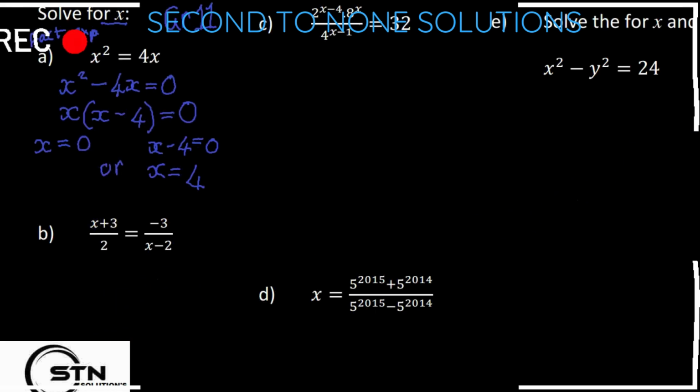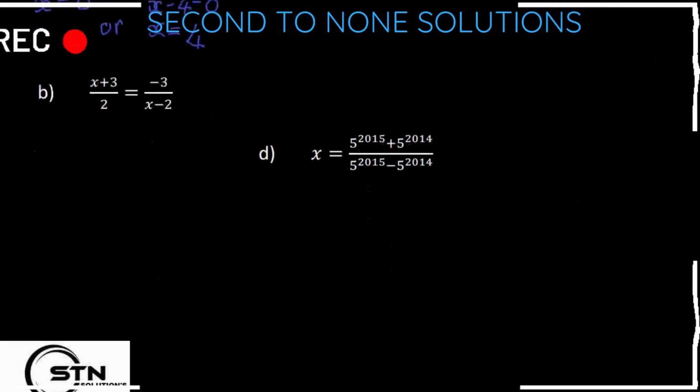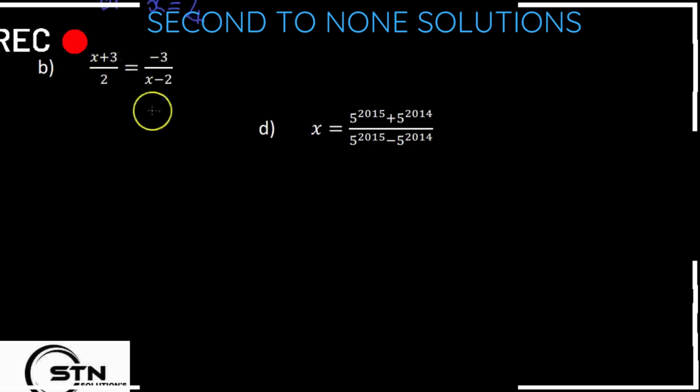And now we move a little bit down so that we have some space to do the next one. We've got a fraction. We've got (x plus 3) over 2 is equal to negative 3 over (x minus 2). Because it's a fraction, I'm going to find a lowest common denominator. If I've changed the denominators on both sides, I can do something magical. And the magical thing is actually just dropping the denominators.